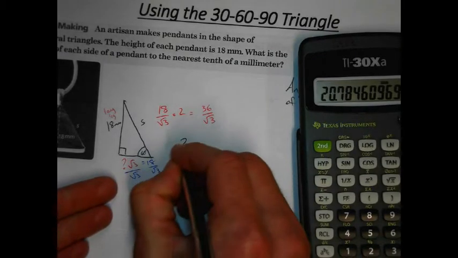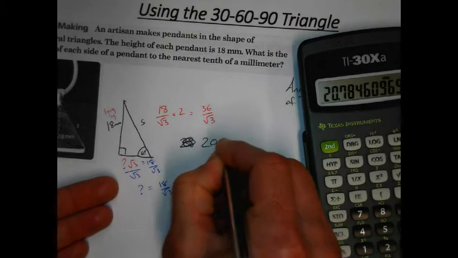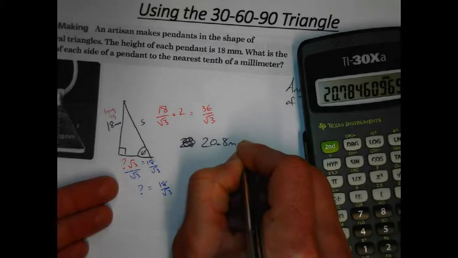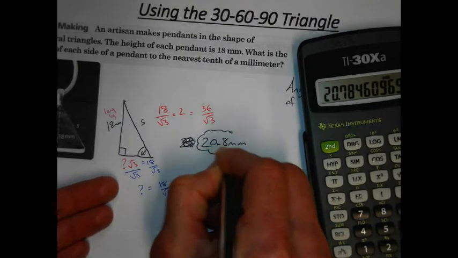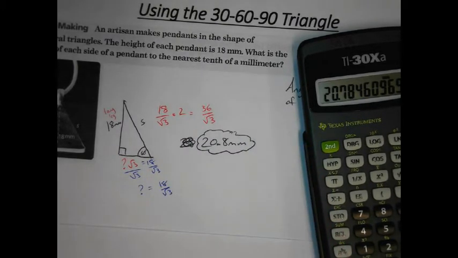It's millimeters. 20.8 millimeters. That is the length of a side of the triangular pendant, or the length of the invisibility cloak.